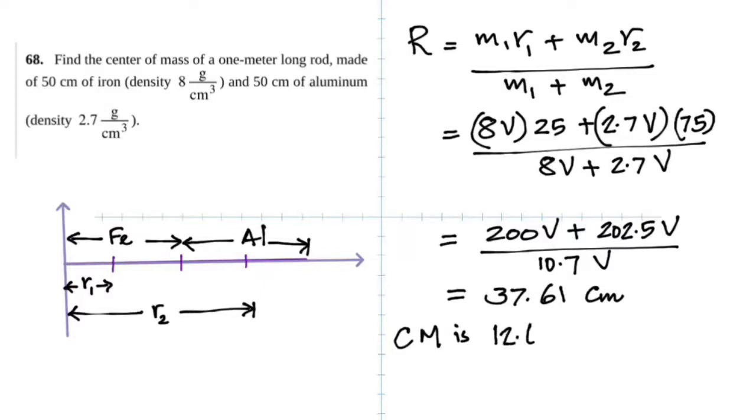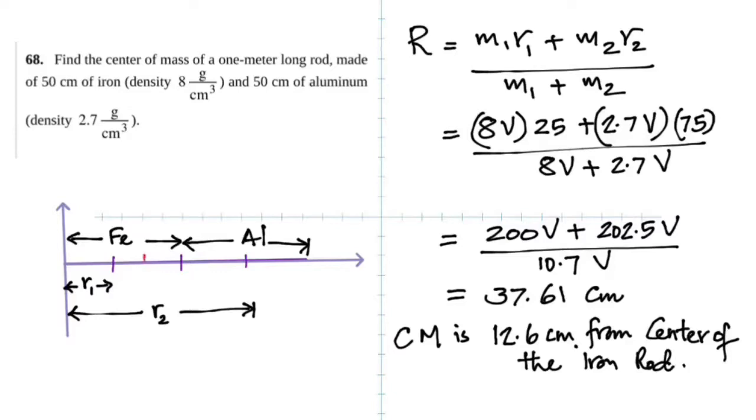And therefore the center of mass is actually 37.61 centimeters from one end, while it is 12.6 centimeters from the center of the iron. I'm going to show that right now. So that is the point of center of mass, and this is 12.6 centimeters, and this is what we got as 37.61 centimeters. So that's how you do that problem.